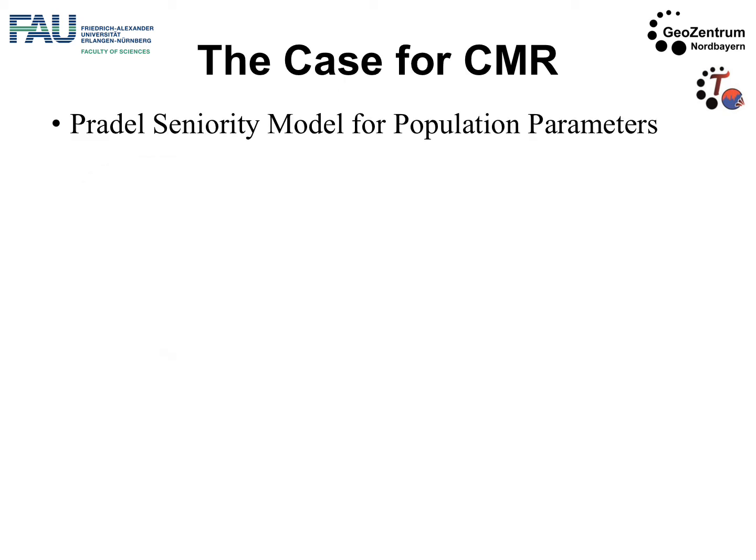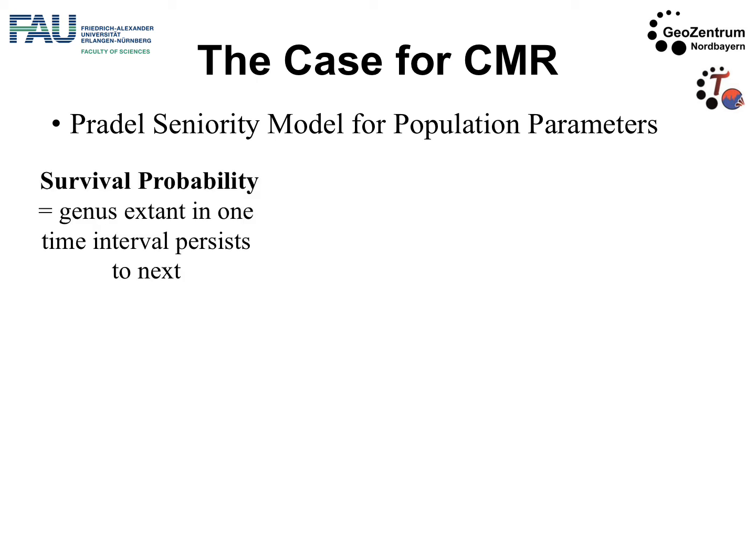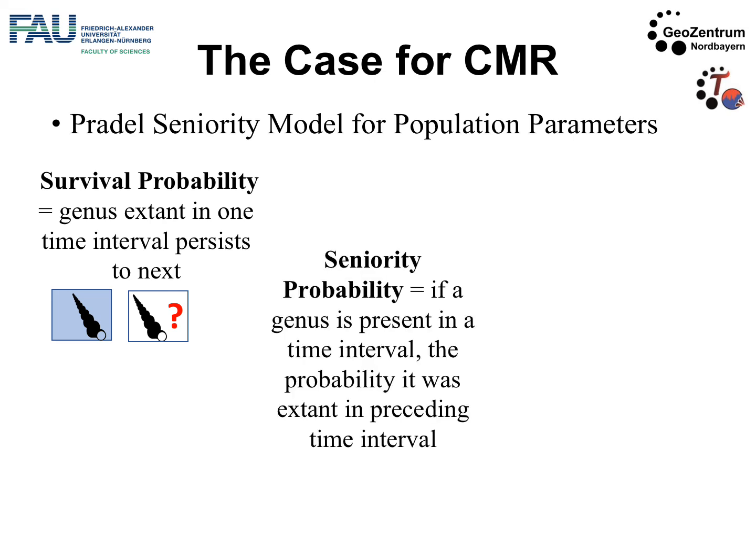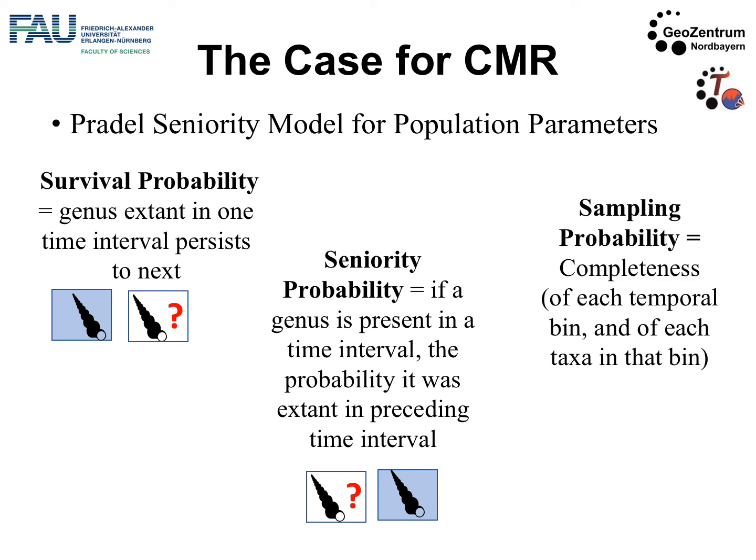Within CMR, in the Pradel seniority model, parameters include the survival probability, that is, the chance that a genus that is extant in one time bin persists to the next time bin; the seniority probability, that is, if a genus is present, the probability it was extant in the preceding time interval; and the sampling probability, which is the completeness of taxa within a time bin as well as the time bin as a whole. We are trying our Pradel models on geographic range and body size datasets once we have access to high-performance supercomputers, as we have over 700,000 observations.